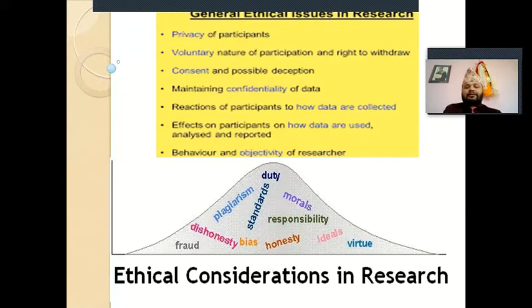And ethical considerations. What are the ethical considerations in research? Dishonesty, fraud, bias, honesty. These are things, right? And maintaining the standards, duty, morals. These are the things. Okay, so these are the ethical considerations in research that we need to follow as researchers. We need to follow all these procedures.